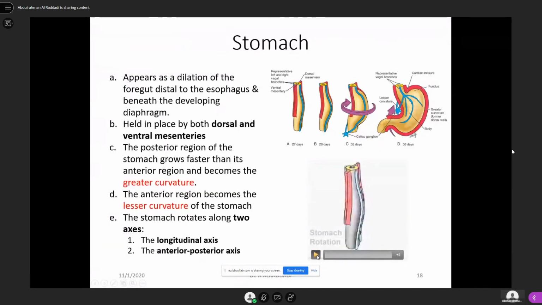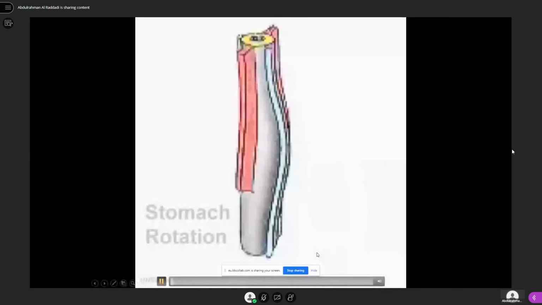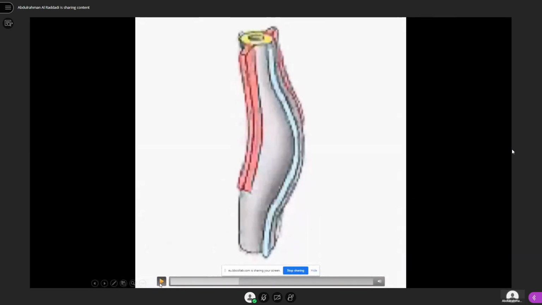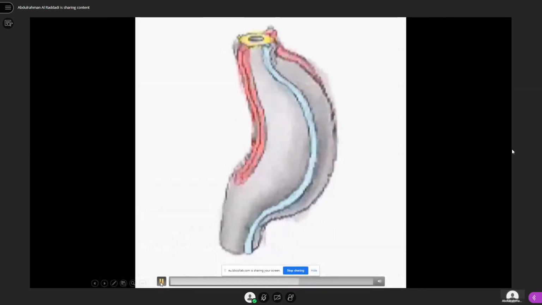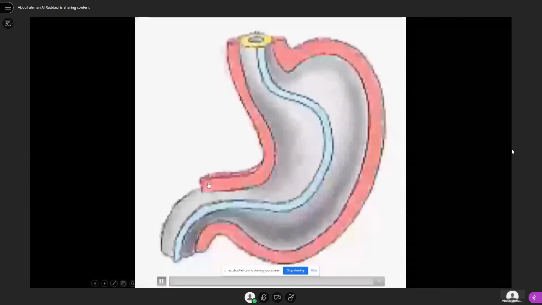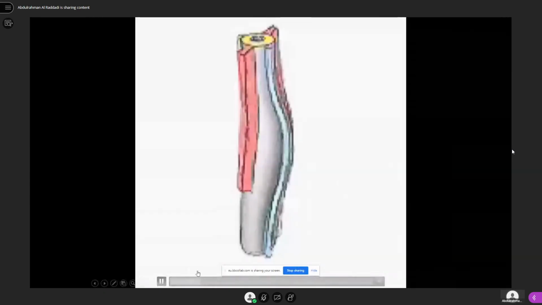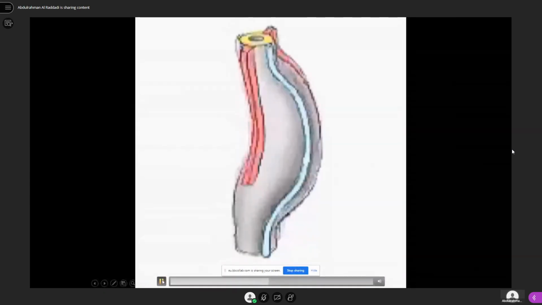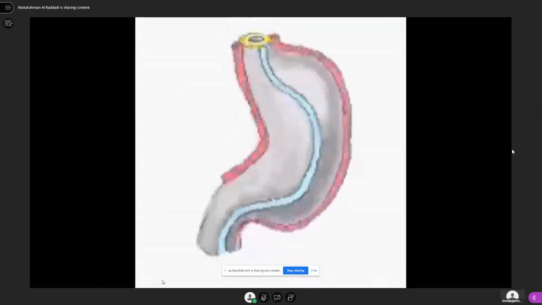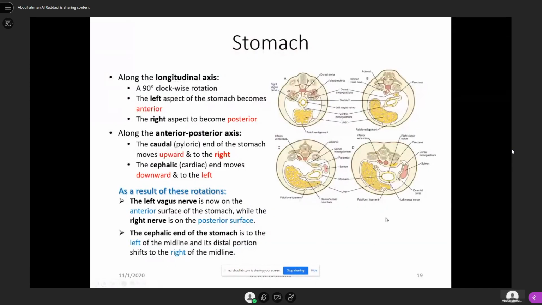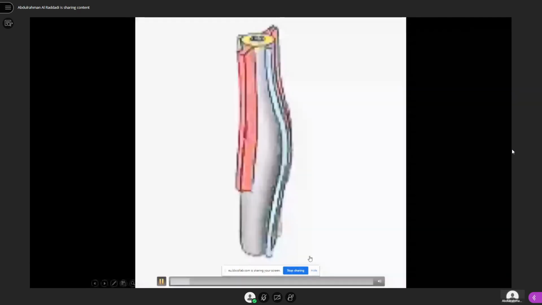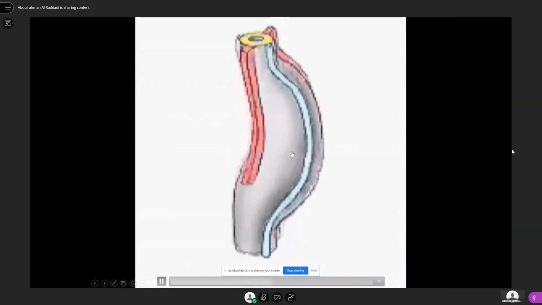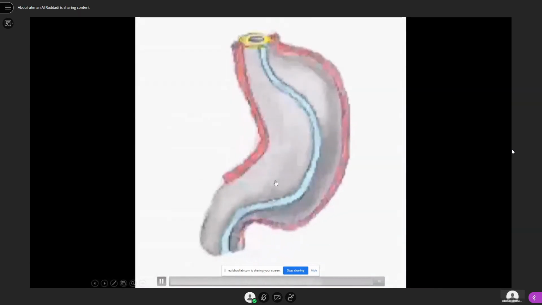Here for the dilation or expansion of the stomach and rotation. At the beginning, it will be expanding, and then it will rotate. Okay, let's see it now again. So this includes expanding, and also rotating through the anterior posterior axis to shift into the left side.